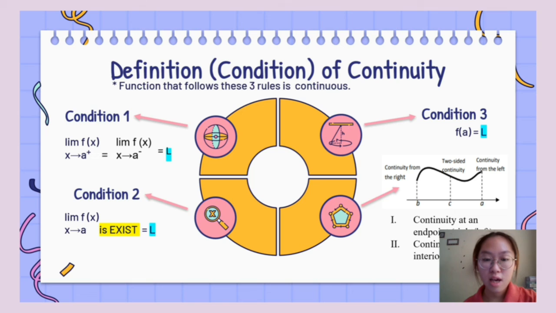For continuity at an interior point, a function y equals f(x) is continuous at an interior point c of its domain if limit x approaches c is equal to f(c). So in conclusion, a function f(x) is continuous when you can sketch the graph without lifting the pen, which means you draw the graph without stopping, in a continuous motion. That means the function is continuous.